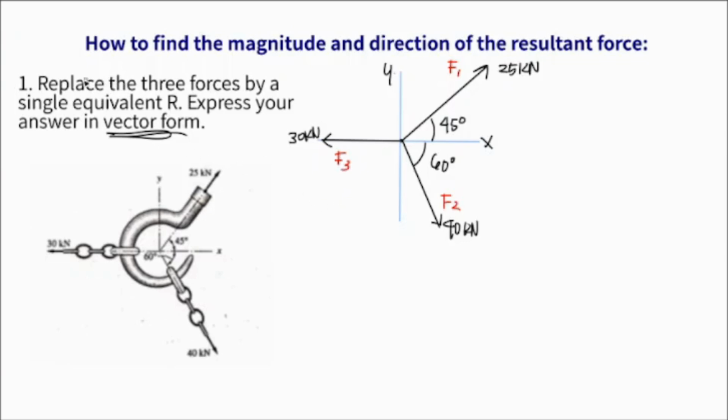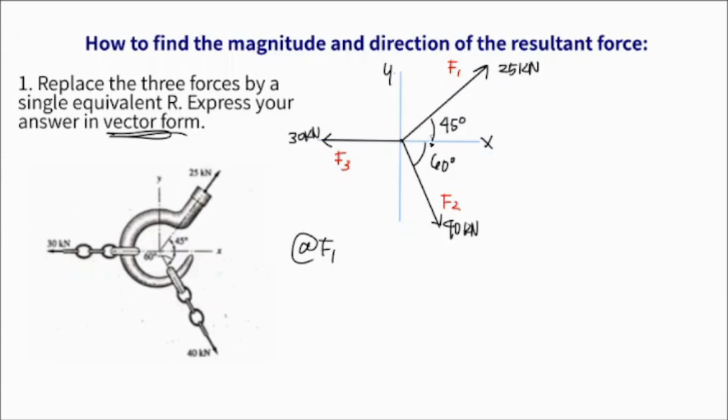In the first problem, replace the three forces by a single equivalent R. Express your answer in vector form. So, we just need to find the resultant force of these three forces and express it in vector form, the i, j, k form, which I will explain later. Let's find F1, the first force.